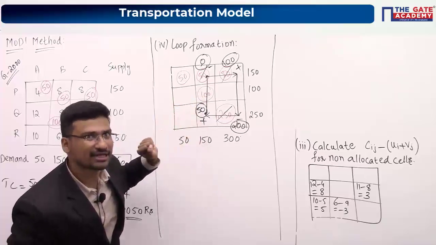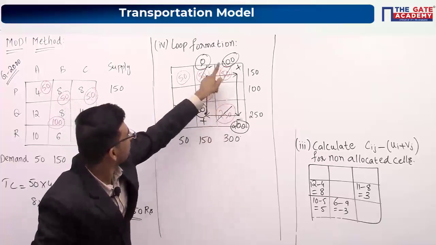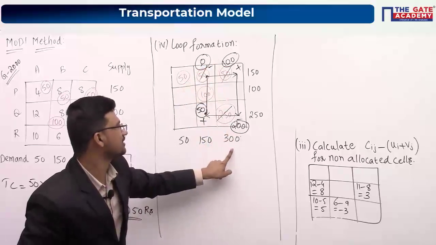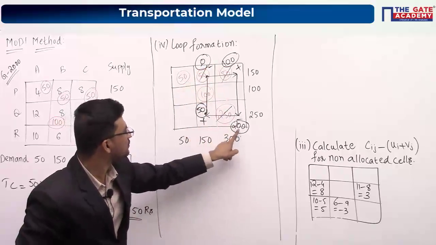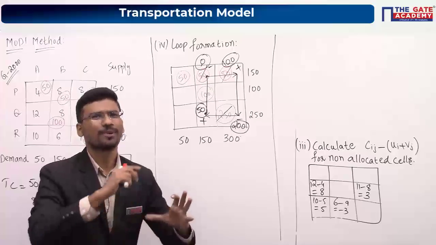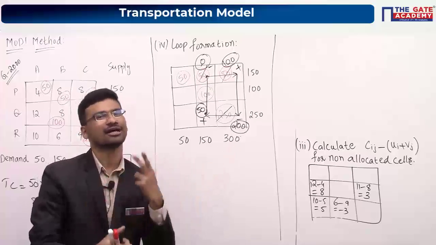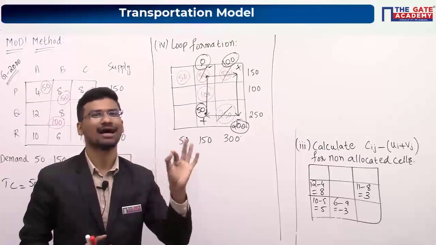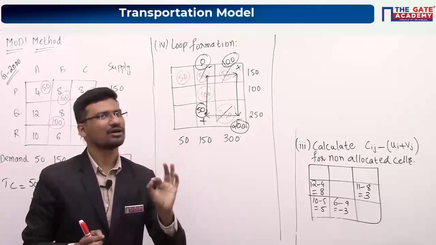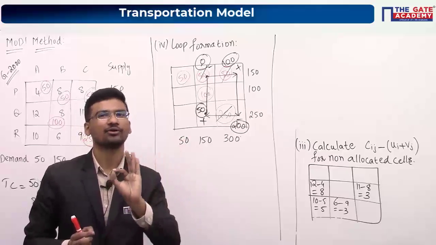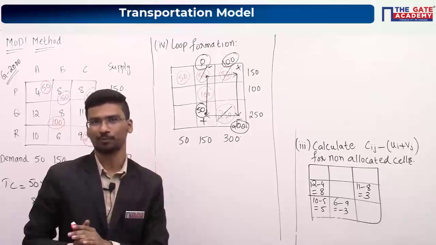So this is your new allocation, right? So check here, 100 plus 200, it is also 300. So 50 plus 200, it is 250. So to balance them, alternatively, we are adding and subtracting the allocations. Okay. So whenever you are adding or subtracting, you have to do it only at the corners of the loop.